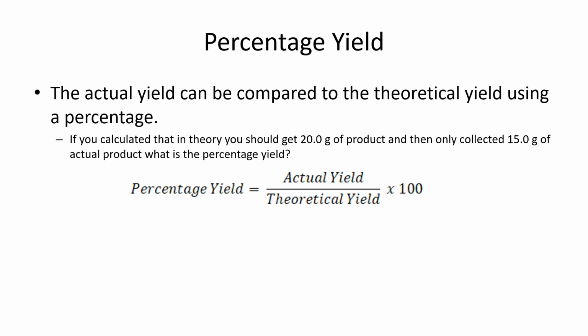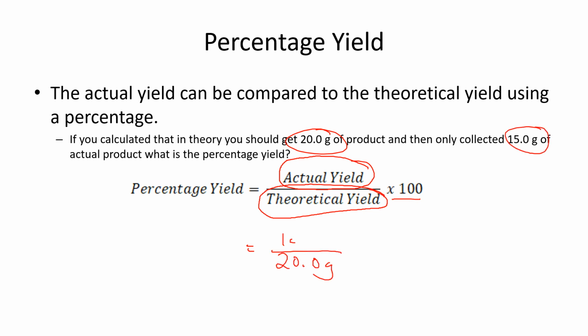So to compare the two, you can use a percentage. You just put the actual amount that you found in your lab activity and you divide it by the theoretical amount that you calculate, times 100, which gives you a nice percentage. In this example, we are expecting 20 grams of product from our calculations, but we only got 15 grams in the actual lab activity. And so that's going to work out to be a 75% yield.